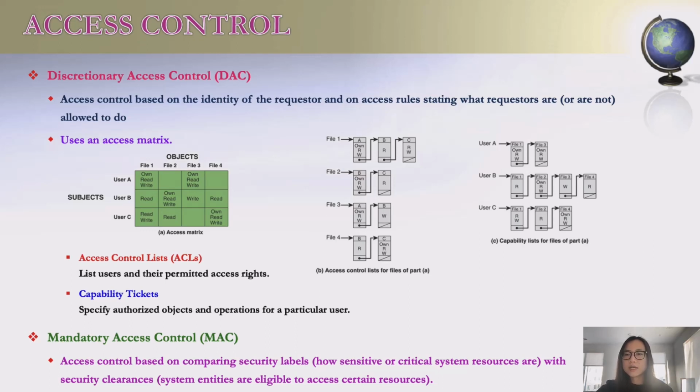In practice, an access matrix is usually sparse and is implemented by decomposition in one of two ways. The matrix can be decomposed by columns, creating access control lists. For each object, the access control list shows the users and their permitted access rights.